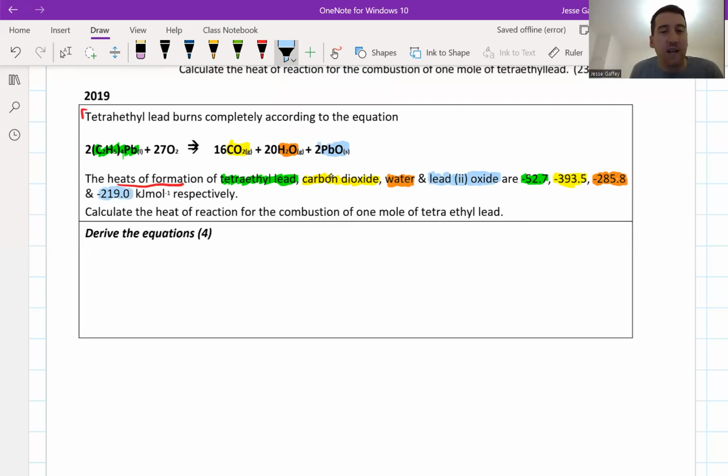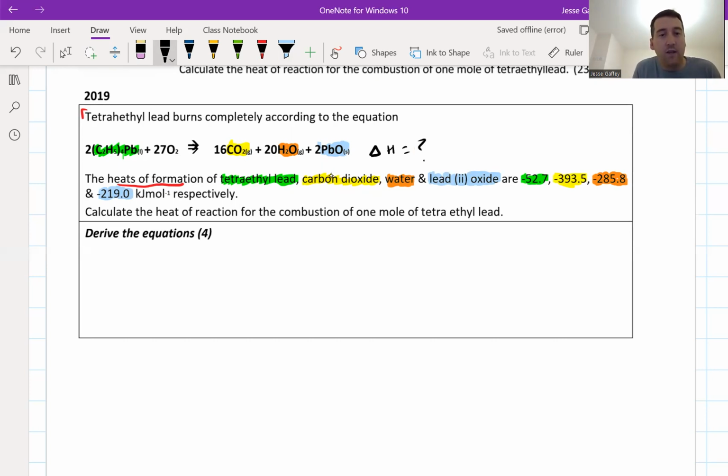Okay, so it says calculate the heat of reaction for the combustion of 1 mole of tetraethyl lead. So what we've got to do first, before we can figure out what the delta H of this is, by the way, this is what we're trying to find out, delta H equals question mark, well, we've got to work out all of these equations.